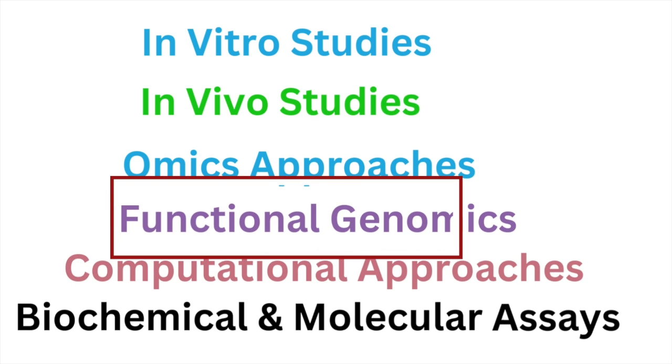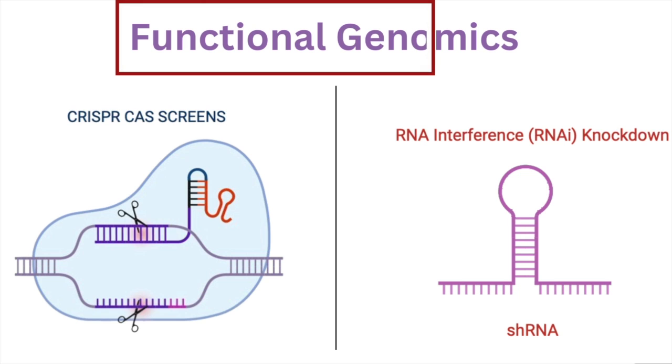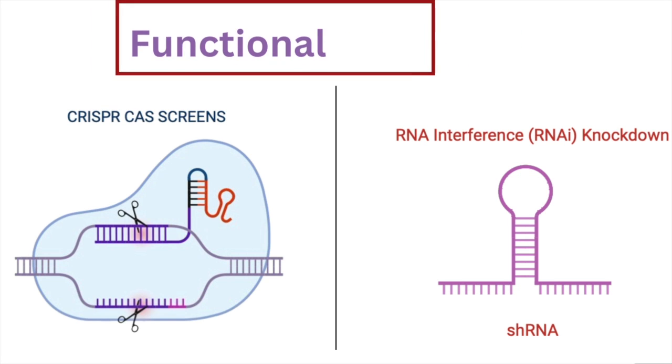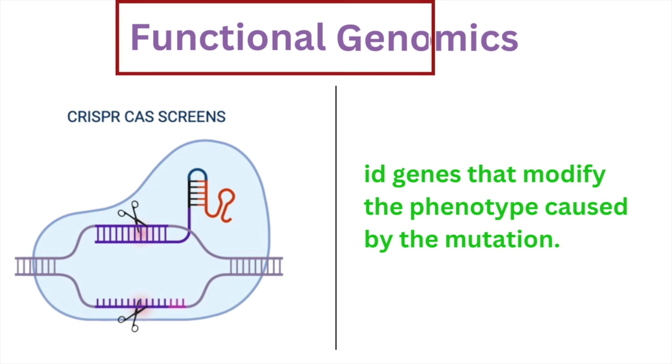Now we can have a look at functional genomics approaches. In this approach, you may use CRISPR screens, for example. And here, high throughput CRISPR screens can be used to identify genes that, when knocked out, modify the phenotype caused by the mutation, assuming you've identified a phenotype caused by the mutation. This can help place the mutation in a broader biological pathway or network.